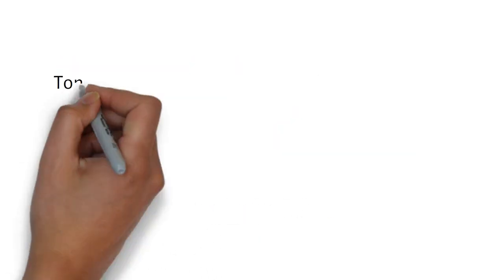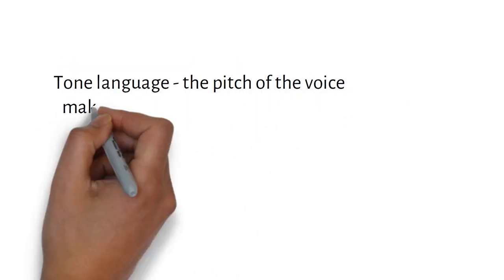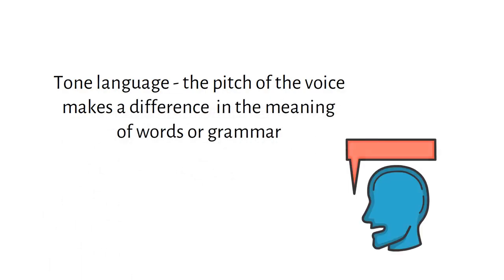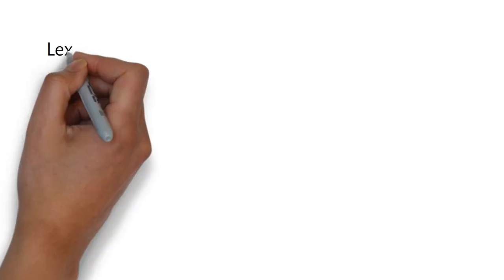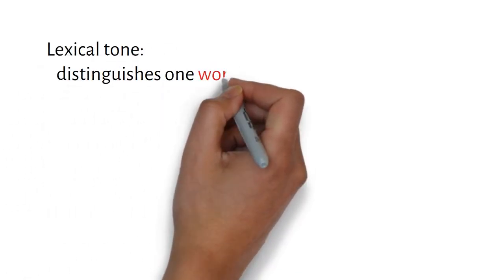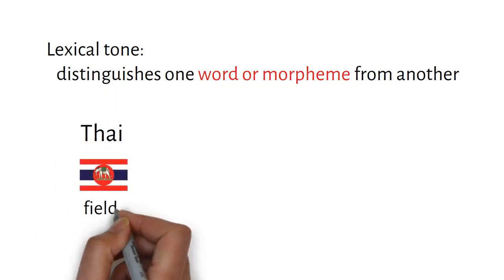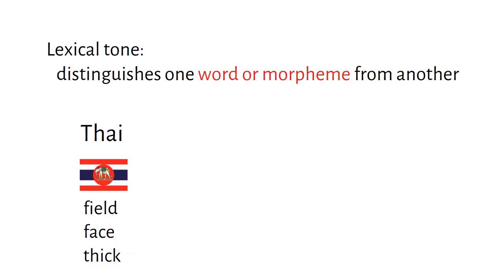A tone language is one where the pitch of the voice makes a difference in the meaning of individual words, or in grammatical meaning. We call these lexical tone and grammatical tone. Lexical tone distinguishes one word or morpheme from another. For example, in the Thai language, the words field, face, and thick are distinguished only by tone.